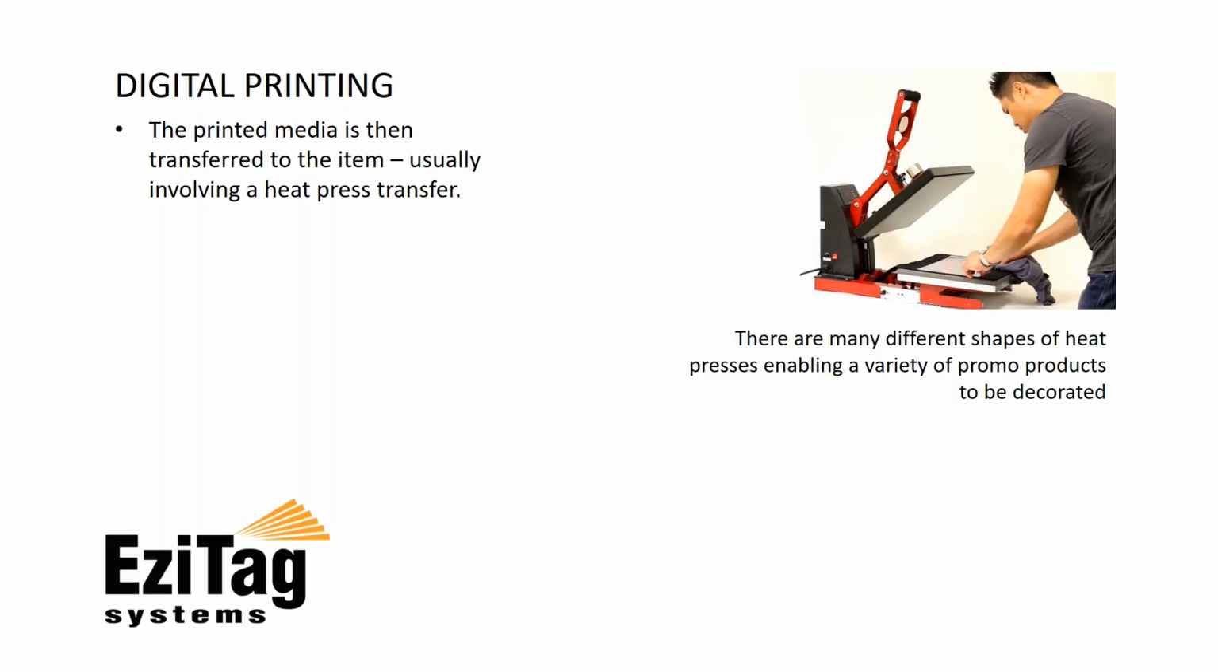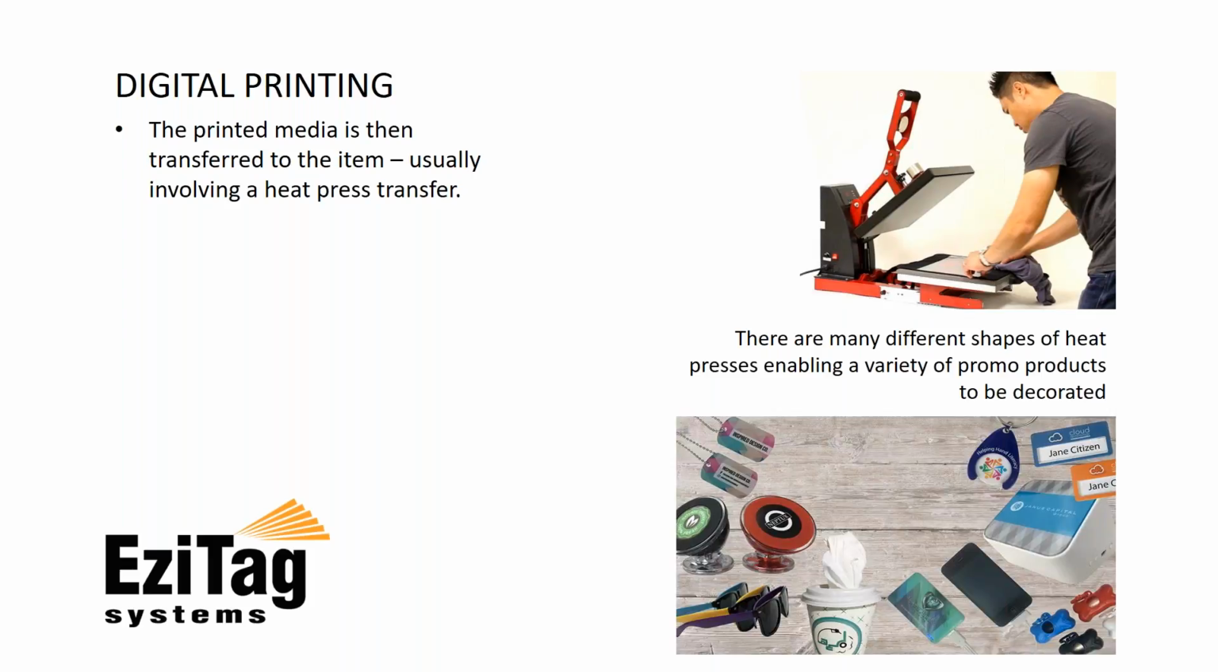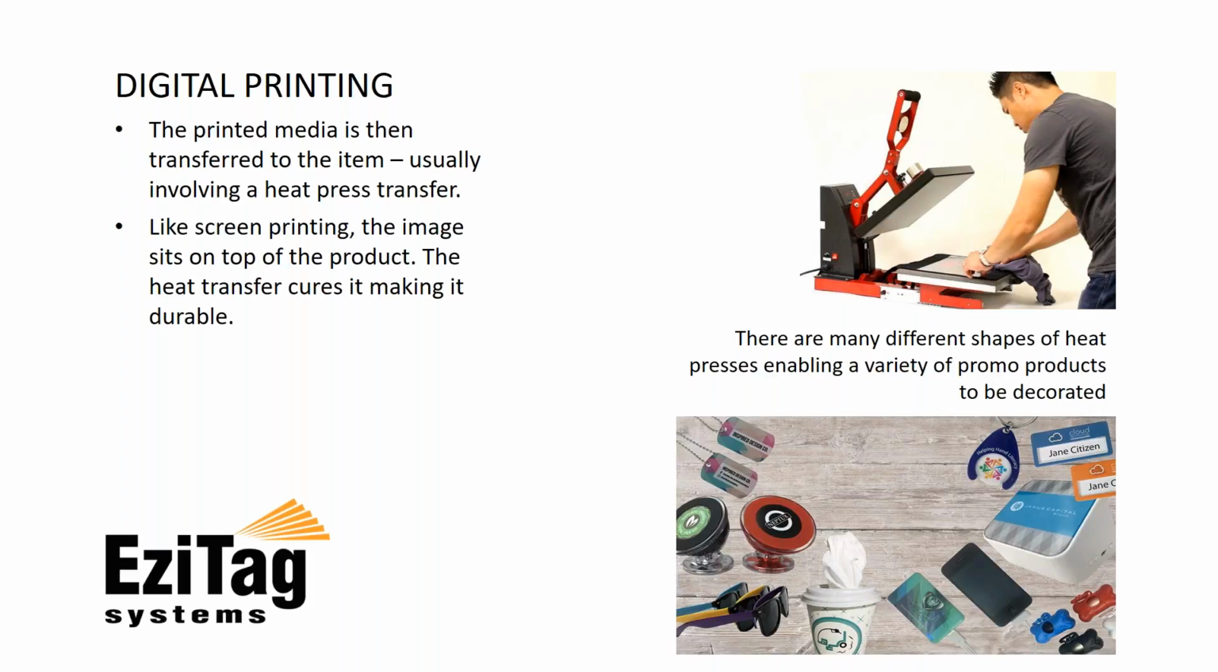In fact, there are different shapes of heat presses, enabling a variety of promo products to be decorated. For example, there are mug presses, which will heat press a mug. There's some of the items on your screen that could be heat pressed using digital printing. As with screen printing, the image sits on top of the product. The heat transfer process cures it and makes it durable, although you can feel it with your fingernail if you scratch it. And being a digital process, low volume runs are okay, under 50 units.